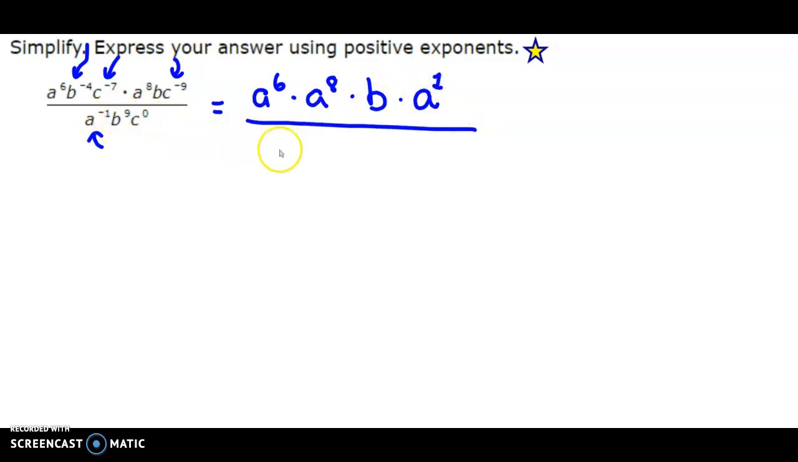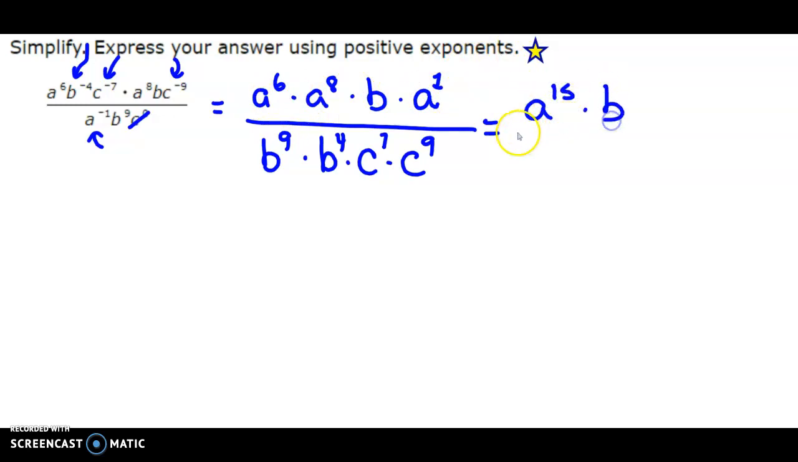Now on the bottom, we have b to the 9th. C to the 0 we don't need. Remember, we can cross that off because that's 1. Joining my poor little lonely b to the 9th is this b to the negative 4th, which is going to come down to become positive. C to the negative 7th is going to come down to become positive. And c to the negative 9th is going to come down to become positive. Now we're going to combine a to the 6th, a to the 8th, and a, which makes a to the 15th, times b over, there's no a's on the bottom, so we've got b to the 9th, b to the 4th, that makes b to the 13th times c to the 16th.